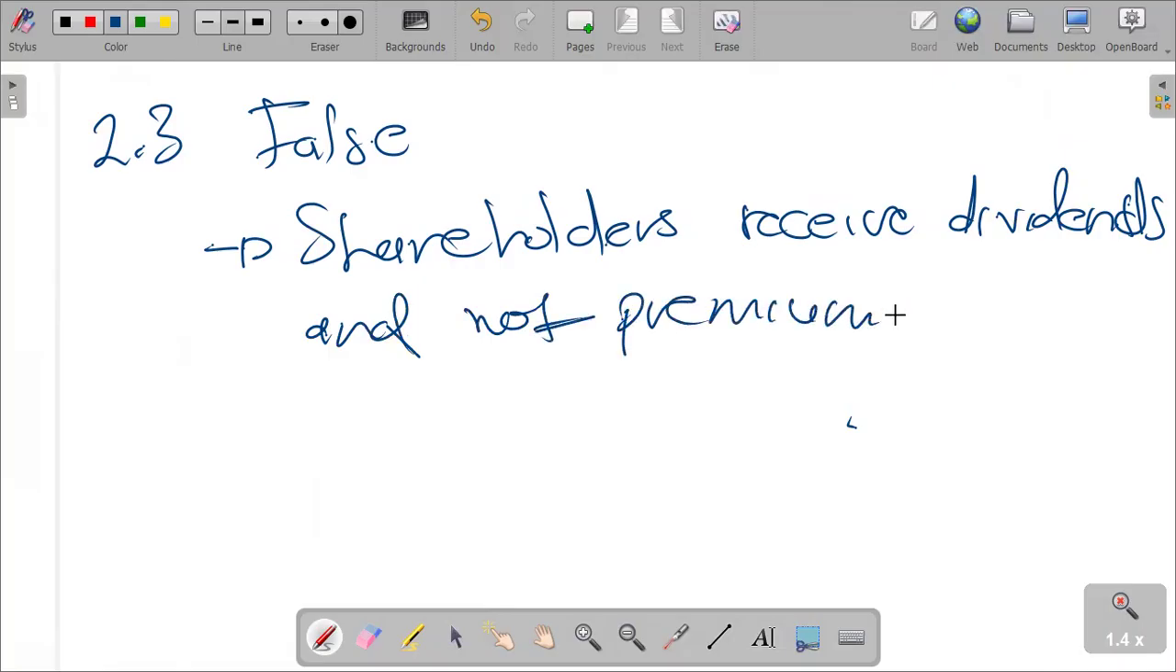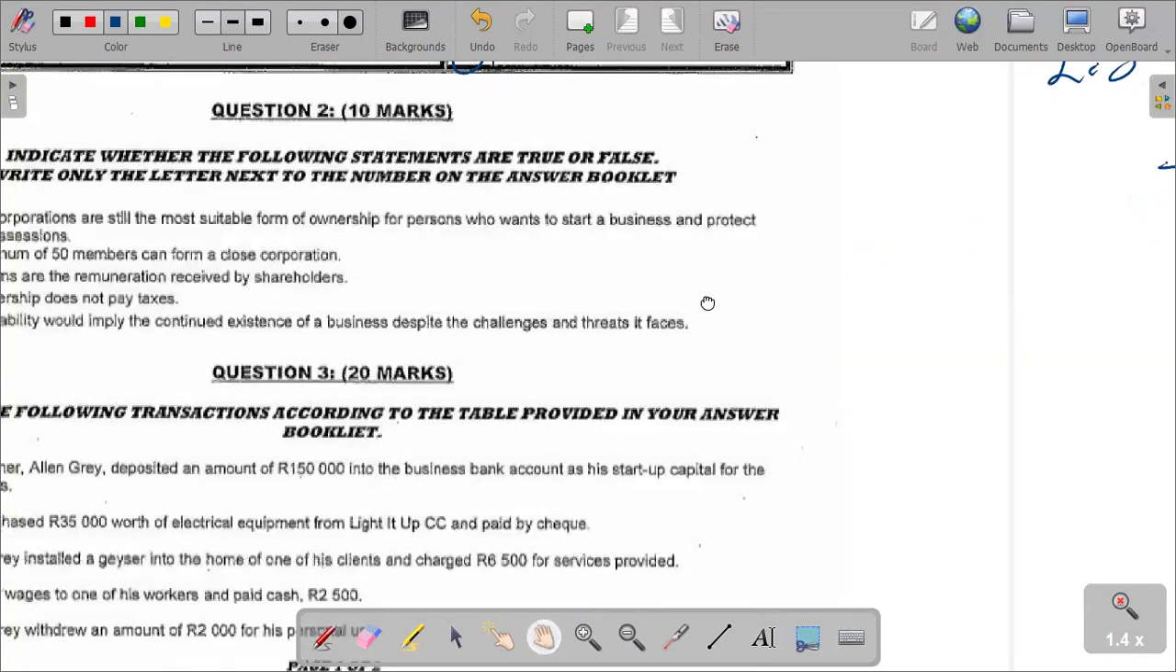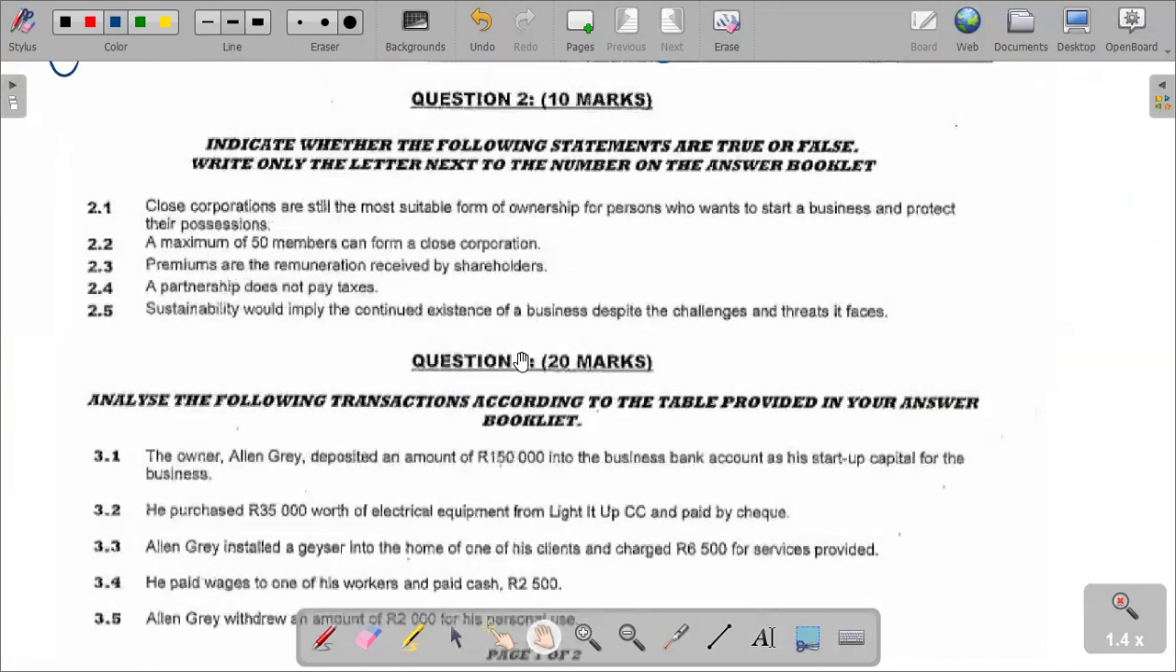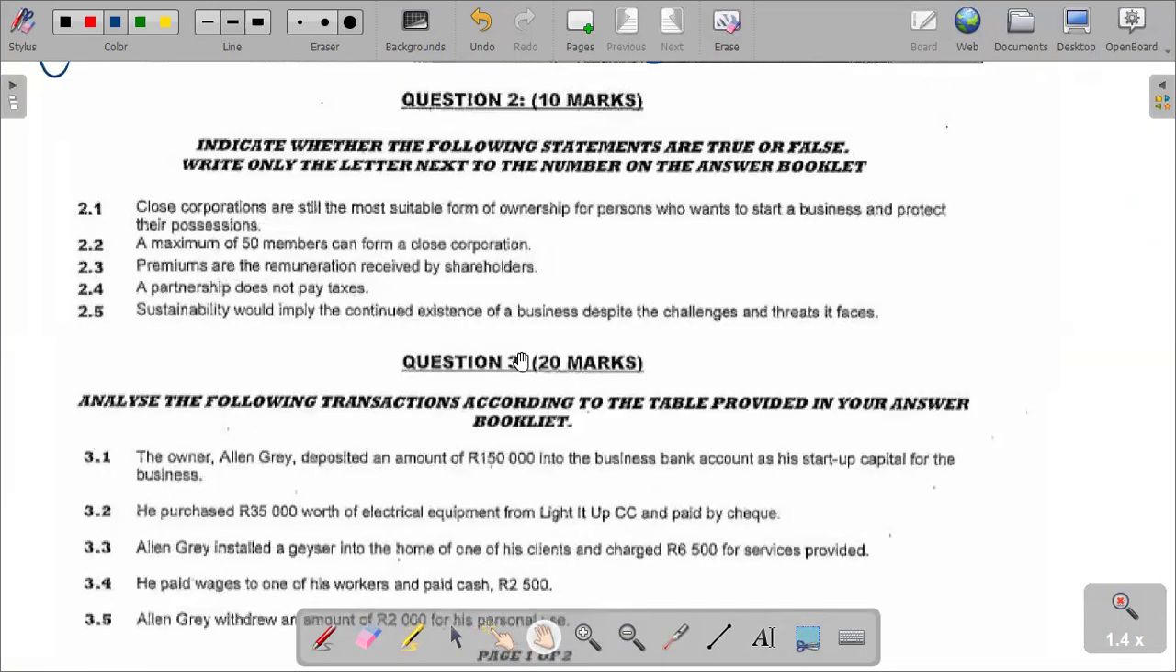All right, because premiums usually refer to insurance. As I said, if you are insured with a certain company, then you will receive premiums from an insurance company, but as a shareholder of a public or private company, you do not receive a premium, but you receive a dividend. All right? So let's go to 2.4.